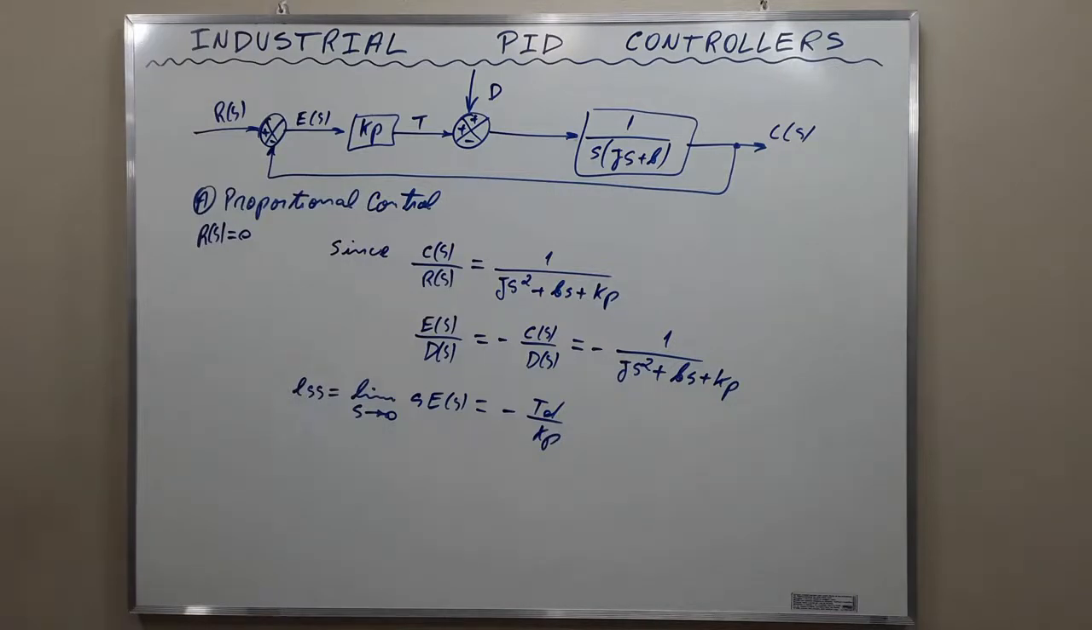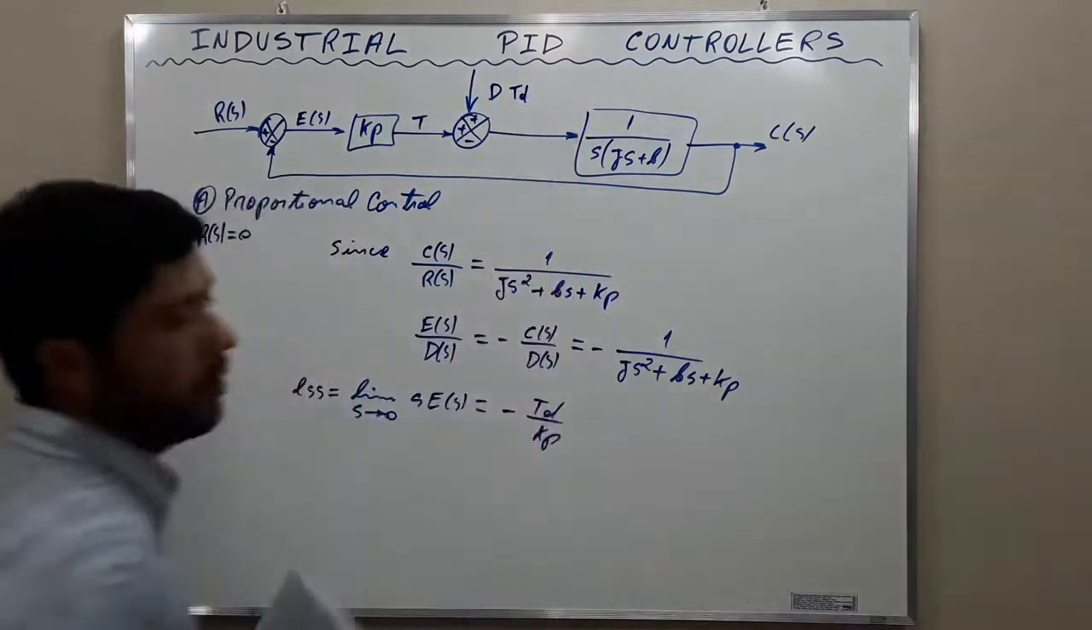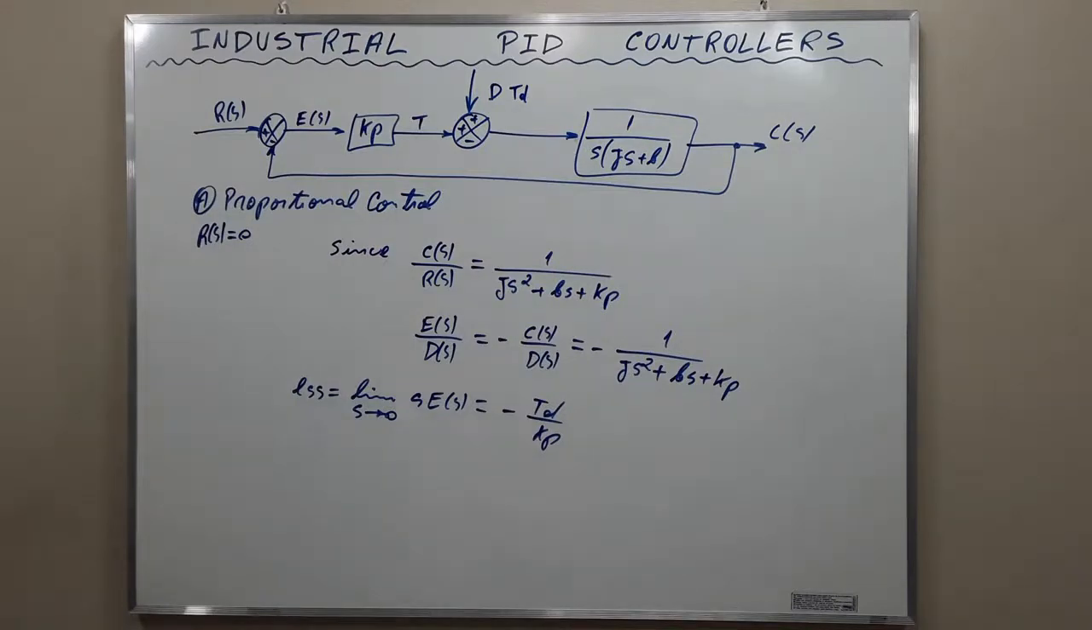What does it mean? What does it represent? The steady state error due to a step disturbance of magnitude TD is the negative of TD over KP. At steady state, the proportional controller provides the torque negative TD. The controller provides a torque equal to negative TD, okay? And the disturbance here acts with a torque TD, and the controller will provide a torque equal to negative TD, the opposite of the disturbance.